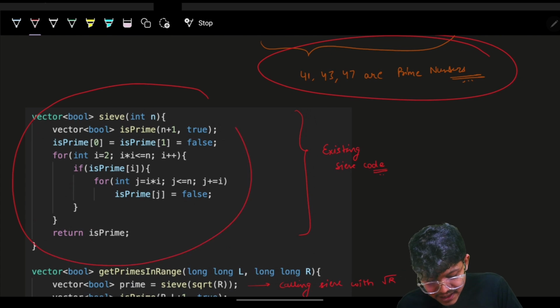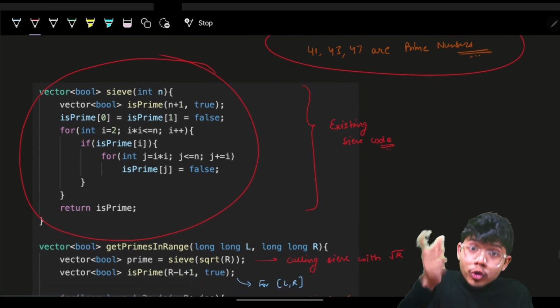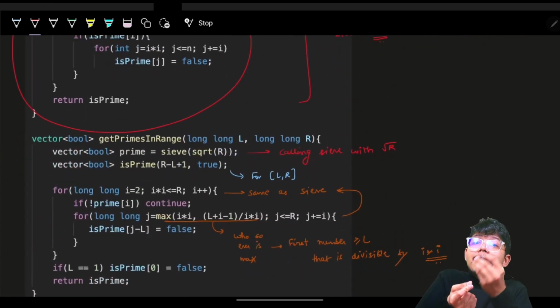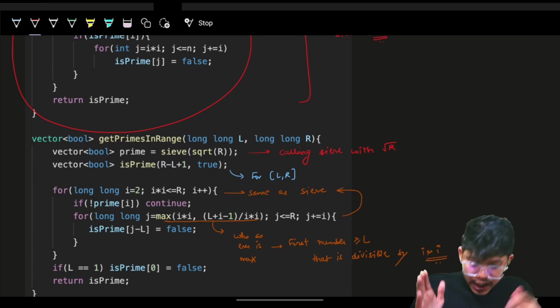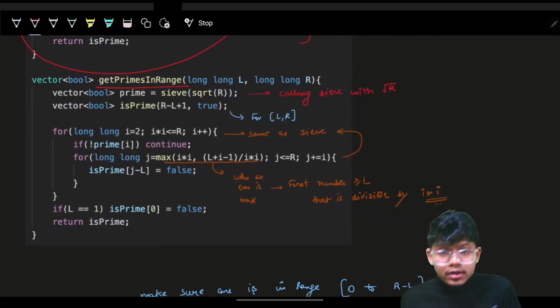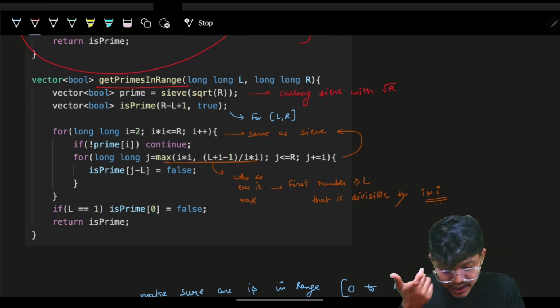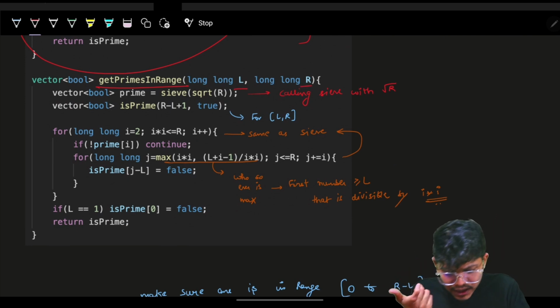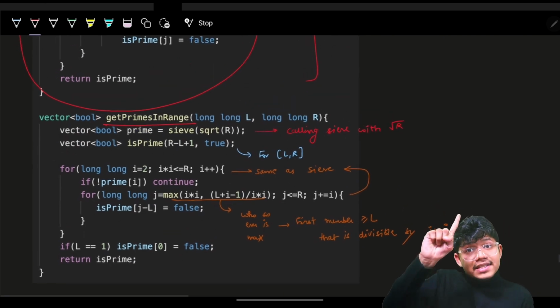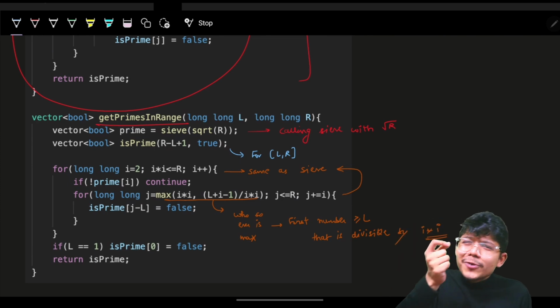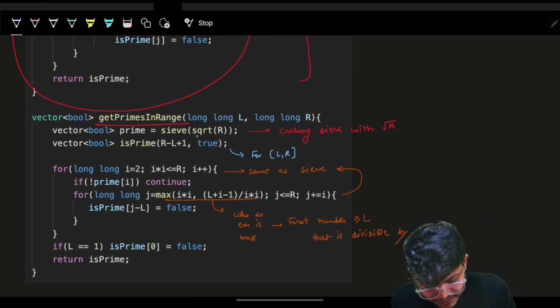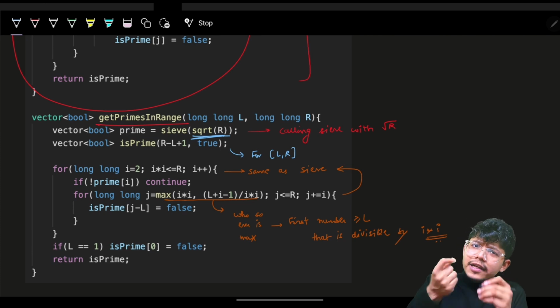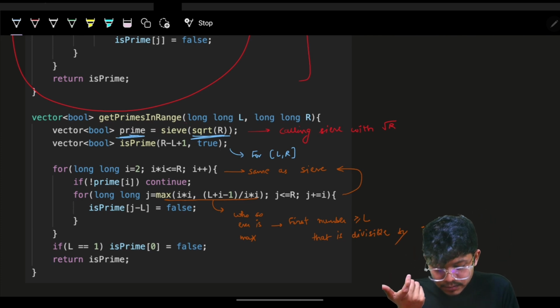We'll use the exact same snippet of R prime to find out the prime numbers in the range of 2 to root R. My actual question was to get the prime numbers in the range L to R. But I will call my simple Sieve function and ask, can you please give me the prime numbers in the range 1 to root R? So I'll ask up till root R. Root R, give me the prime numbers. So he will give me the prime numbers, right?